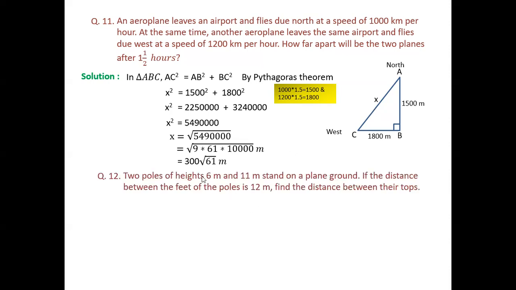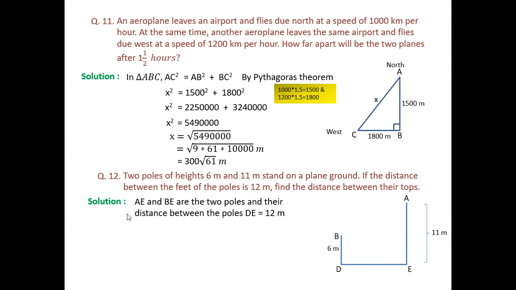Question 12. Two poles of height 6 meters and 11 meters stand on a plain ground. If the distance between the feet of the poles is 12 meters, find the distance between their tops. Now there are two vertical poles. This is one pole, which is 6 meters. There's another pole which is 11 meters. They are on the plain ground. The distance between the two poles is 12 meters. That means DE length is 12 meters.